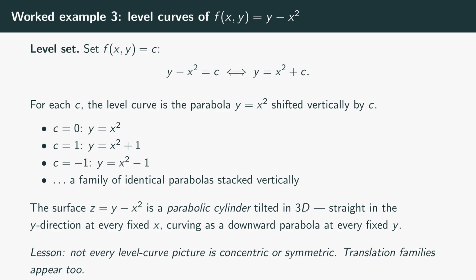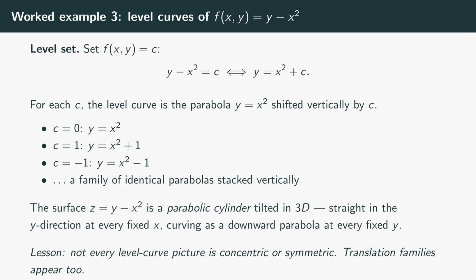At c equals 0, we get y equals x squared. At c equals 1, the same parabola shifted up by 1. At c equals negative 1, shifted down. The whole family is a stack of identical vertically translated parabolas. This is a useful counterpoint to the previous two examples. The level curves of x squared plus y squared were concentric circles. The level curves of x squared minus y squared were hyperbolas with degenerate diagonal lines. Both families had the origin as a special point. Here, with y minus x squared, the level curves are an infinite translation family.